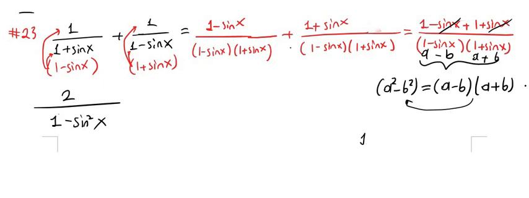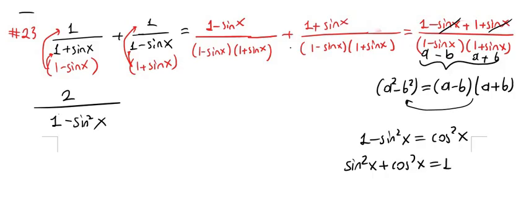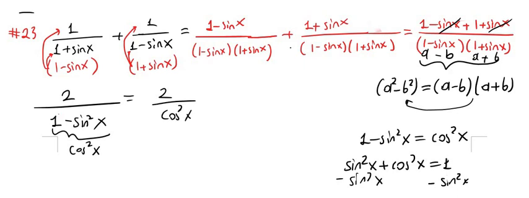Now we know that 1 minus sine squared x is equal to cosine squared x by the Pythagorean identity, because sine squared x plus cosine squared x is 1. Here, if you solve for cosine squared of x by subtracting sine squared of x on both sides, you get 1 minus sine squared of x. So I can rewrite 1 minus sine squared x as cosine squared of x using the Pythagorean identity. So I have 2 over cosine squared of x.